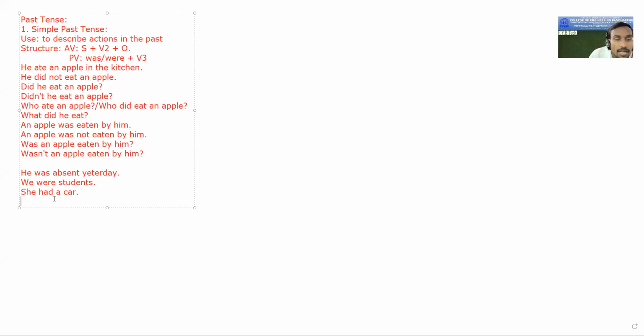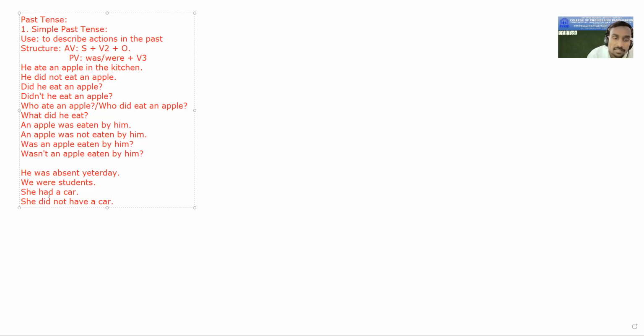Okay, she had a car. You can see here had is used, but had is in simple past. That is the main verb here. And you can make it negative. How to make it negative? If she had a car, she hadn't a car? No, that will not be the right way to make it negative. It should be she did not have a car.